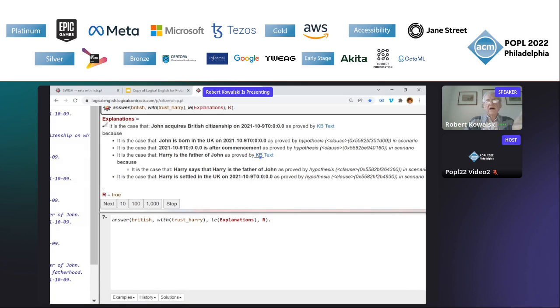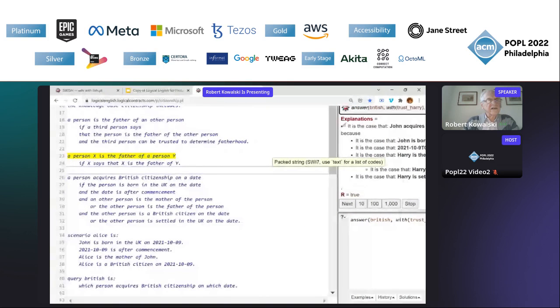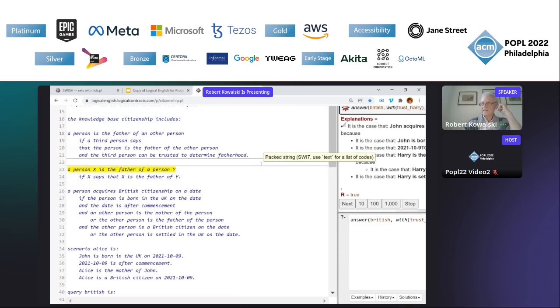But what makes you believe that Harry is the father just because he says so? So let's click to look for more evidence of that. And if we click on that, we'll find the rule, which I didn't show you before, that a person is the father of another person if the first person claims to be the father of the other person. And here you can see that Logical English allows variables if you want to use them as such.